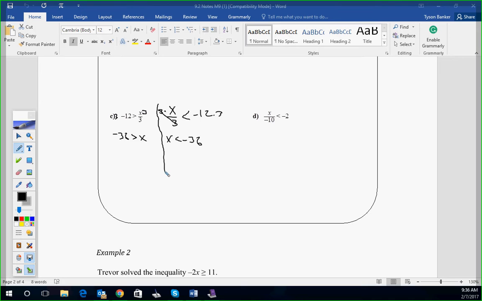Okay. So here, we multiply by the negative 10. Now we're going to flip. Good. I actually forgot to flip right there for a second. Negative 2 times a negative 10, it's a positive 20.